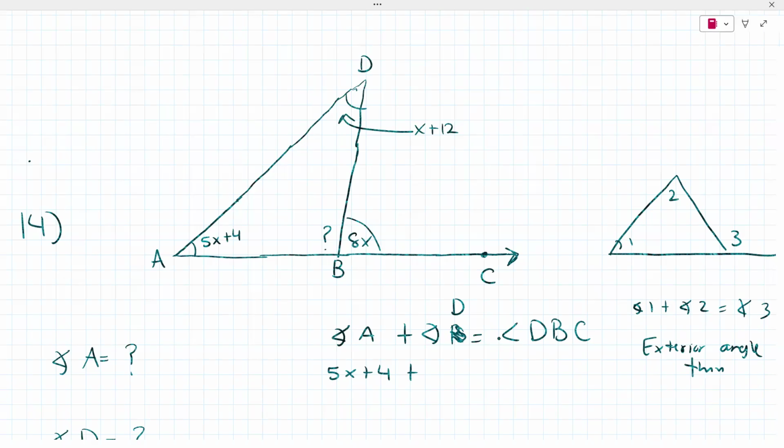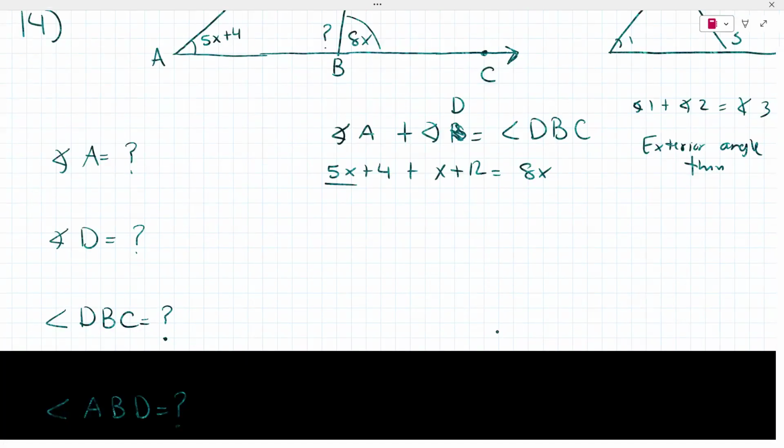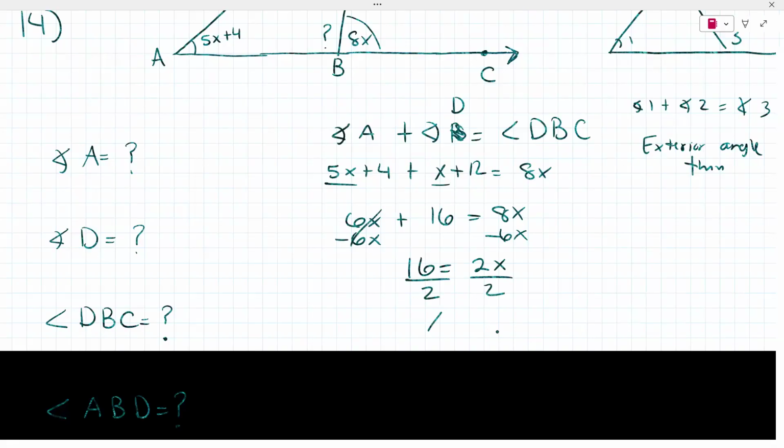So we know that angle A is 5x plus 4. We know that angle D is x plus 12. And we know that the angle DBC is 8x. Okay, so if you clean this up, 5x plus 1x is 6x. 4 plus 12 is 16 equals 8x. Then subtract 6x from both sides: 16 equals 8x minus 6x, which is 2x. Divide by 2, x equals 8.